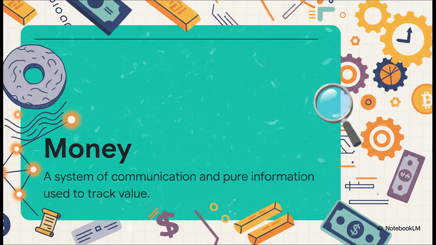Now, what's really fascinating here is what happens when you strip away the gold, the silver, and the paper. When you take away that physical medium, what's left? Well, you're left with a ledger. Money is simply a system of communication. It's a messaging system for keeping score.